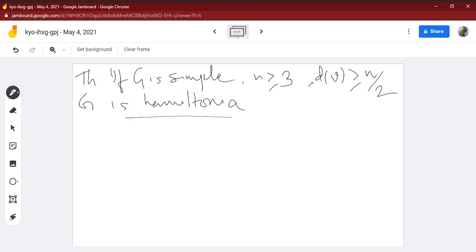Okay, we suppose that the result is false, that means G is not Hamiltonian. But we have got this, n is greater than or equal to 3 and degree of V is greater than or equal to n by 2. We have got this too, but G is not a Hamiltonian graph, it is a non-Hamiltonian graph.